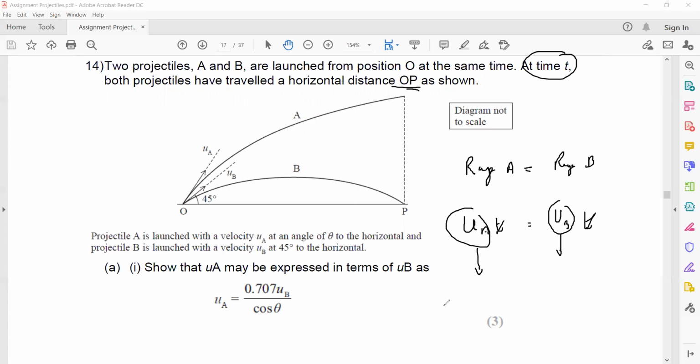For UA, the angle is not known, so it will be UA cos theta. But for UB, the angle is known, and that is 45, so it will be cos 45, and cos 45 is 0.707. So UA will be equal to 0.707 UB divided by cos theta.